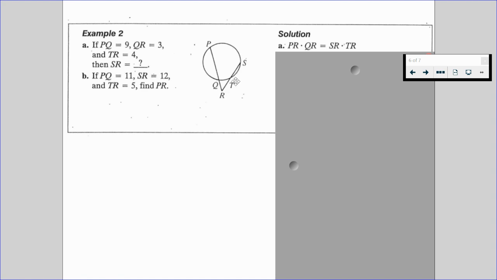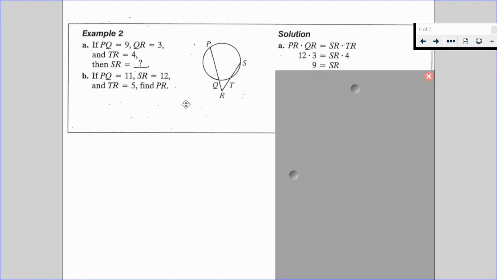Again, our entire secant times our external part of the secant. We substitute in our values and we end up with 9 equaling SR. Now for part B, if PQ is equal to 11 and SR is equal to 12 and TR is equal to 5, we now need to find the length of PR.